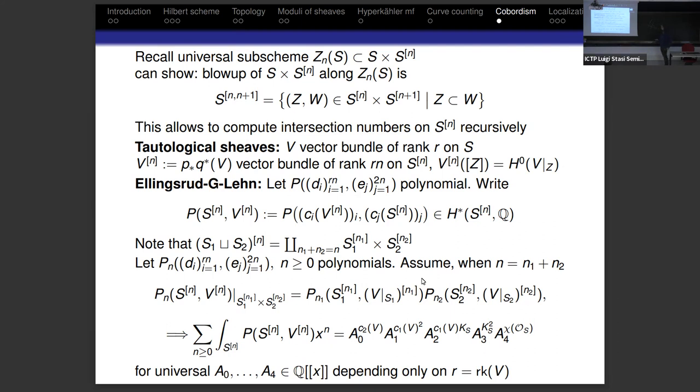So we have five universal power series, A0 to A4, in one variable. These power series depend only on the rank of V and the other numeric information that we have here, which is the second Chern class of V, the first Chern class of V squared, c1(V) times K_S, and K_S squared, and these are just taken as powers. This follows from the recursion by some argument, and that's in a nutshell what one gets.